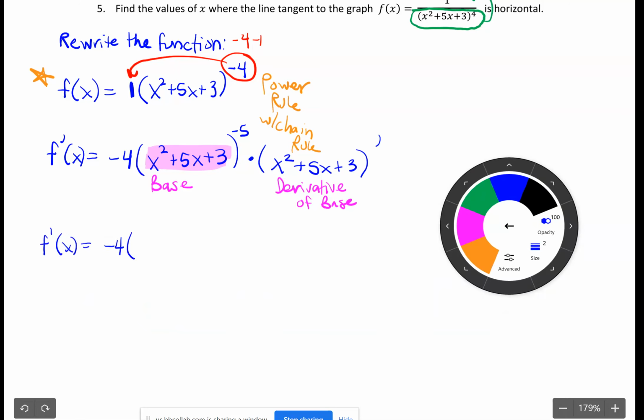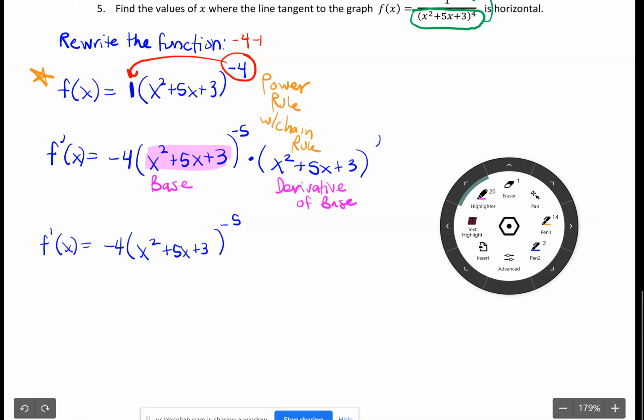Okay, so -4, rewrite the base. Now the derivative of the base here, when I look at my base, it's just a polynomial. It's a quadratic trinomial. You just do power rule on each of those. And since the base is just a plain old x for every term, you don't need the chain rule.